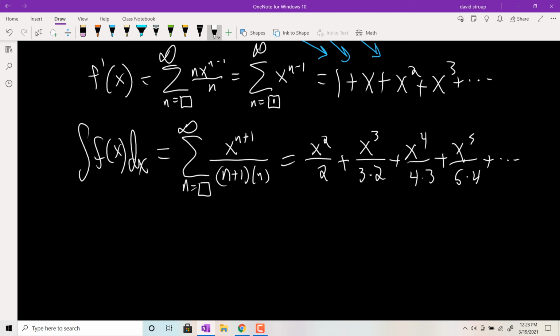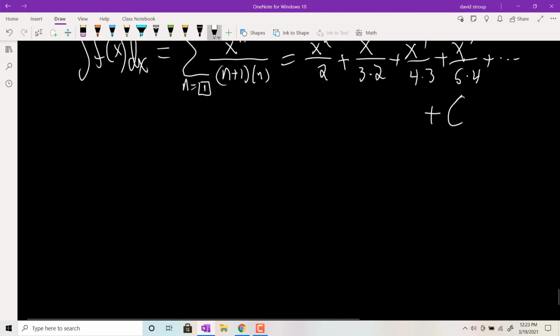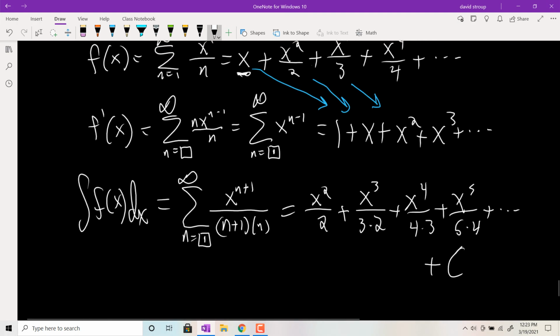If I plug in 0, that's not going to work because the first exponent would be 1, so I'm probably starting at 1, right? If you put in 1 for n, x to the 1 plus 1 is x squared, all over 2 times 1, which is 2. Plug in 2, I get x cubed all over 3 times 2, yeah, that works. And then plus c. So you still have to worry about the plus c stuff.